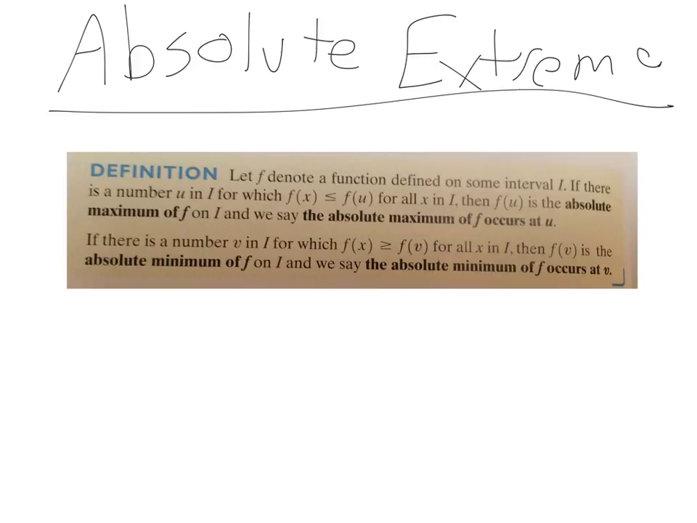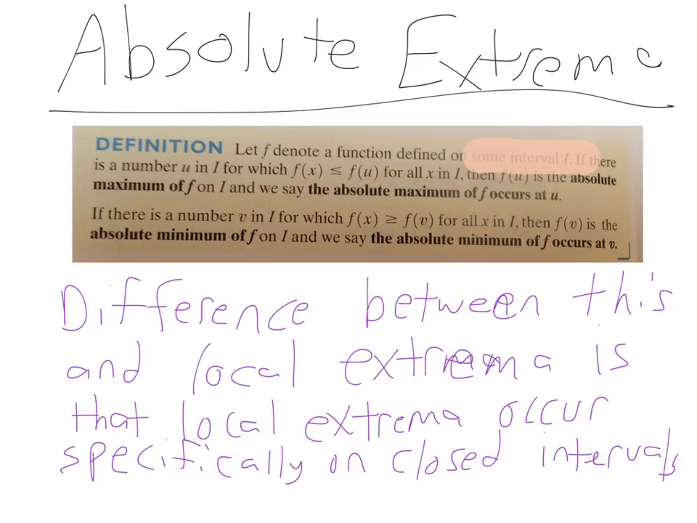The definition is almost the exact same as for relative extrema. It's just that, let me highlight this part for you. Let f denote a function on some interval I. If you notice, it just says some interval. It does not say it has to be open. So, let me point this out. The difference between this and local extrema is that local extrema occurs specifically on open intervals.